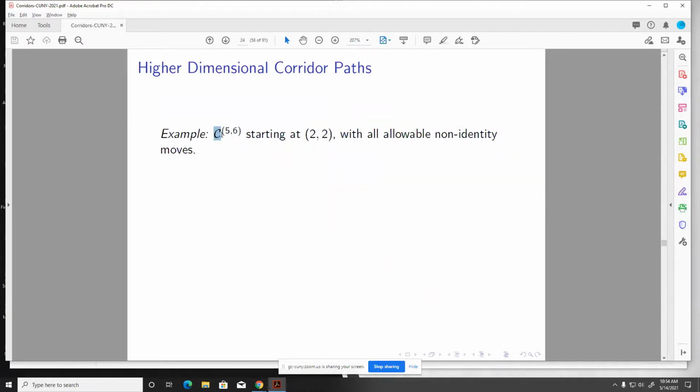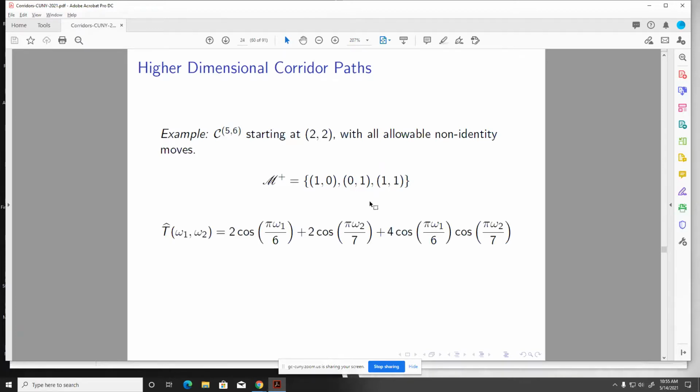I want to see what this looks like though. So let's do a larger corridor. This has 5 lattice points in the horizontal direction, 6 in the vertical direction. We're going to start at 2, 2, and we're going to allow these non-identity moves. So what does that actually mean? That means that we can go east, north, northeast, as well as every combination where there are negatives instead. So that would cover south, southeast, west, basically the 8 compass directions, all right?